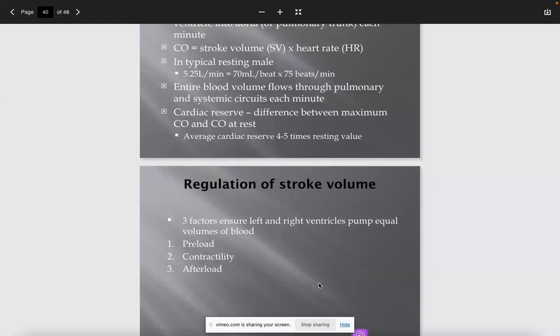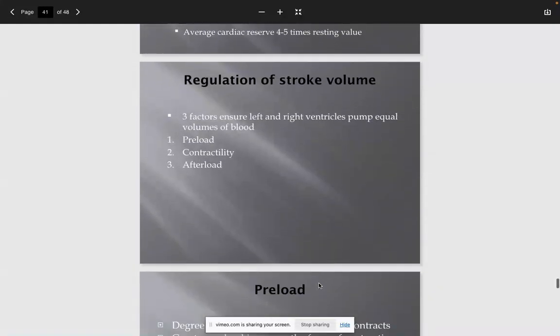Do we have really high blood pressure, which is causing a strain, preventing us from pumping a lot of blood out of the heart?